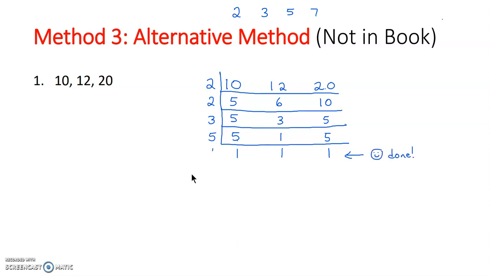And then your lowest common multiple is going to be the result of the multiplication of the numbers you have written on the side. So that's going to be 2 times 2 times 3 times 5. So let's calculate that. 2 times 2 is 4, 4 times 3 is 12, and 12 times 5 is 60. So the lowest common multiple of 10, 12, and 20 is 60.